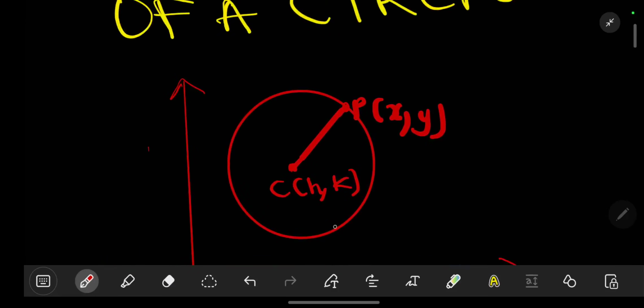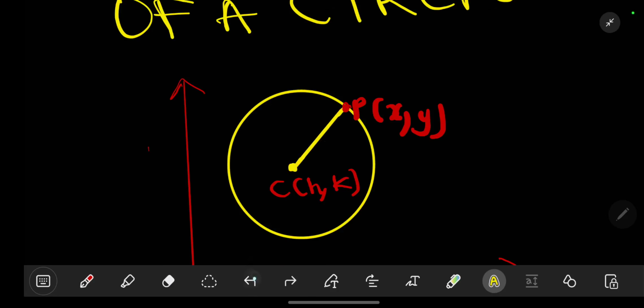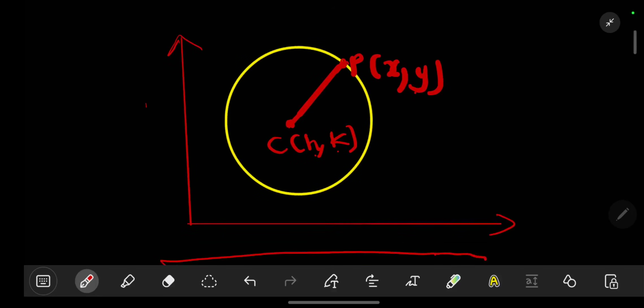Firstly, this is the straight line from here up to here. We have x and y, then we have our h and k. So how does it work? This distance has coordinates x and y, and h and k, so we have just changed that approach.